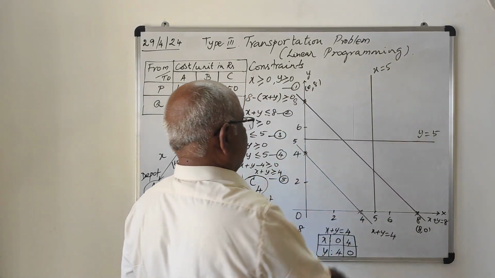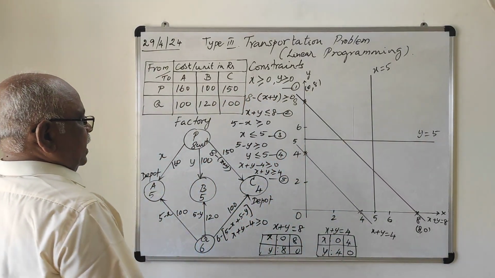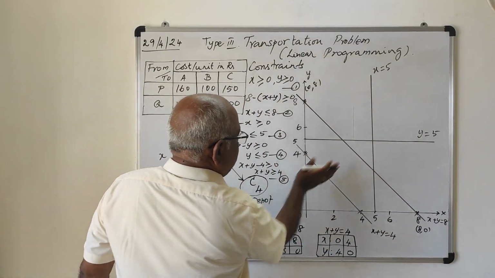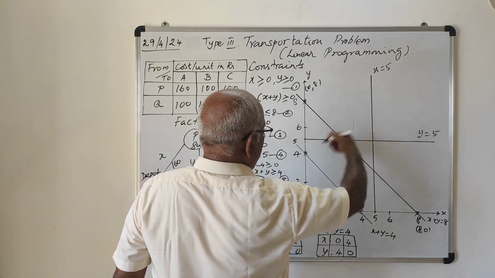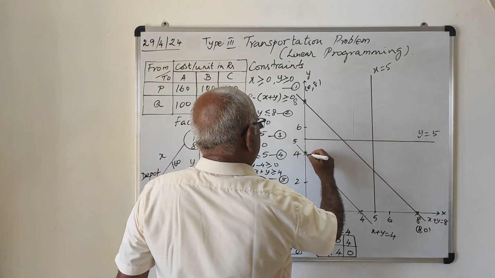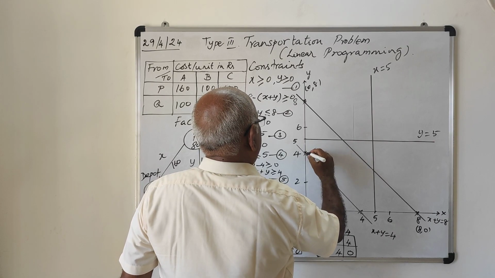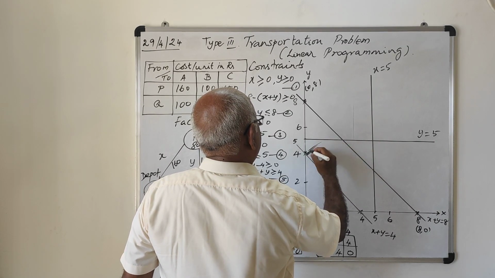We have drawn all the constraints. The region x plus y greater than or equal to 4 is this area. Greater than or equal to 4 is away from the origin. This is greater than or equal to 4.